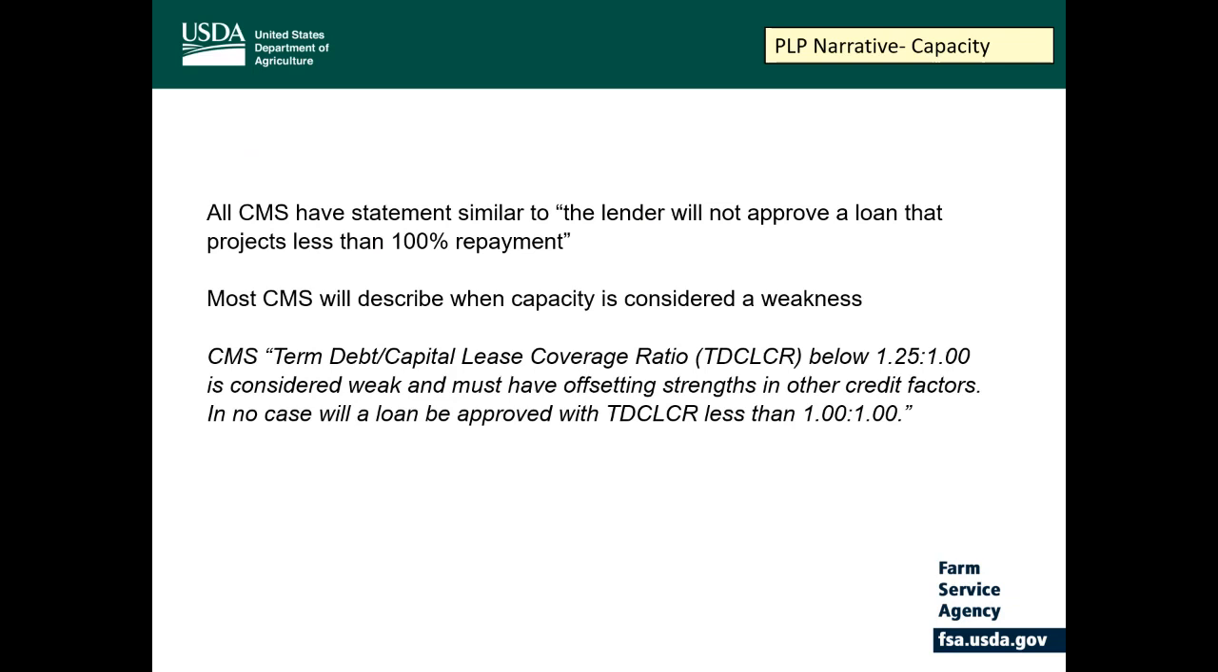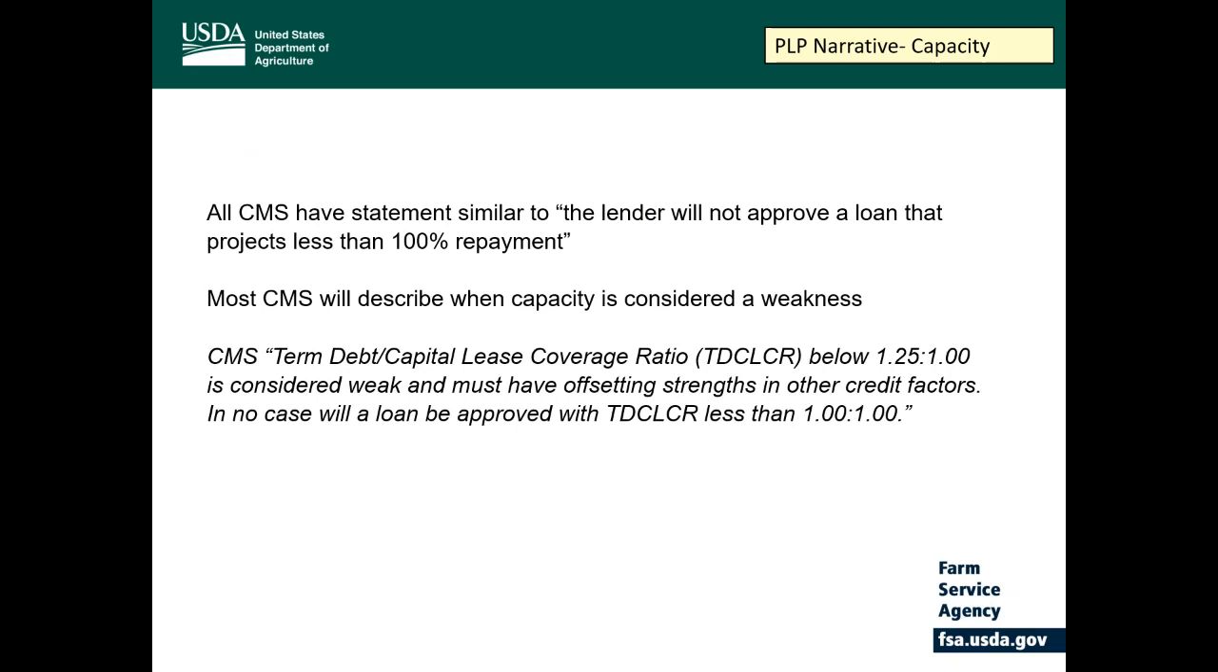All of the credit management systems are going to have a statement similar to: the lender will not approve a loan that projects less than 100% repayment. I think for the past five, eight, or however many years, we've been putting that phrase in there. So for lenders, just be aware of that. Most CMSs have the phrase that you're going to describe.